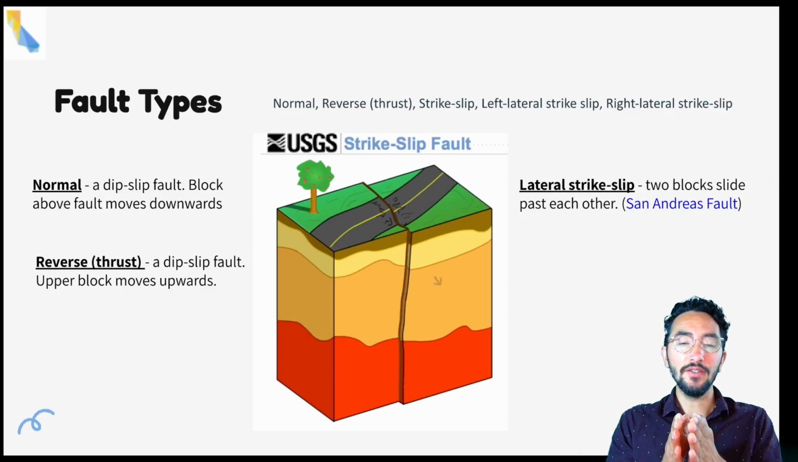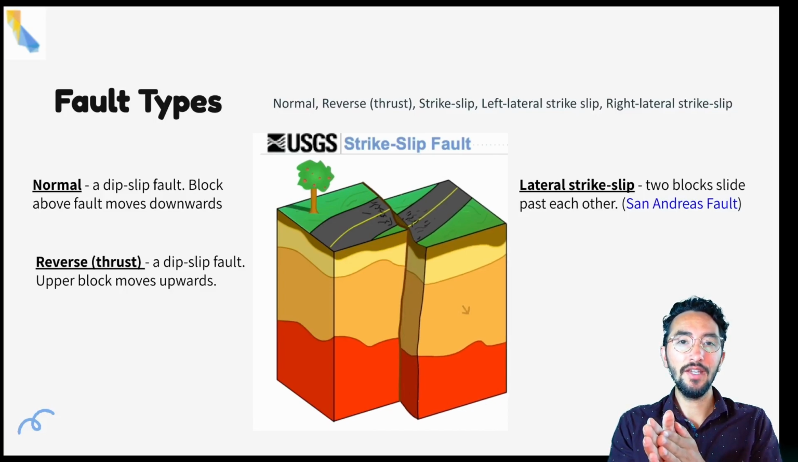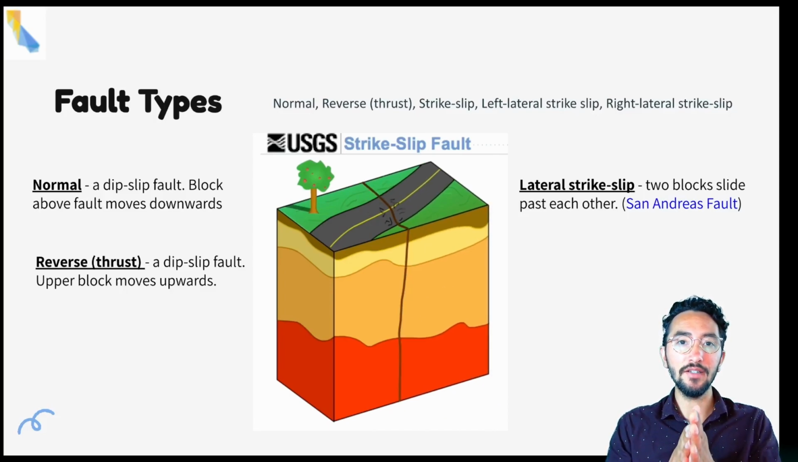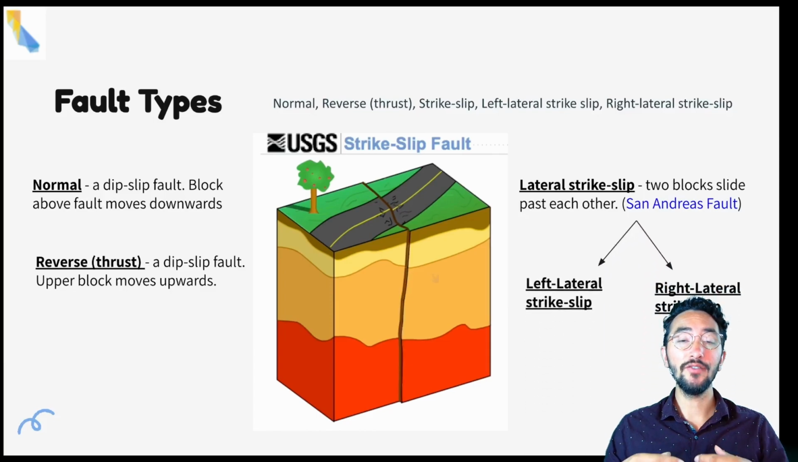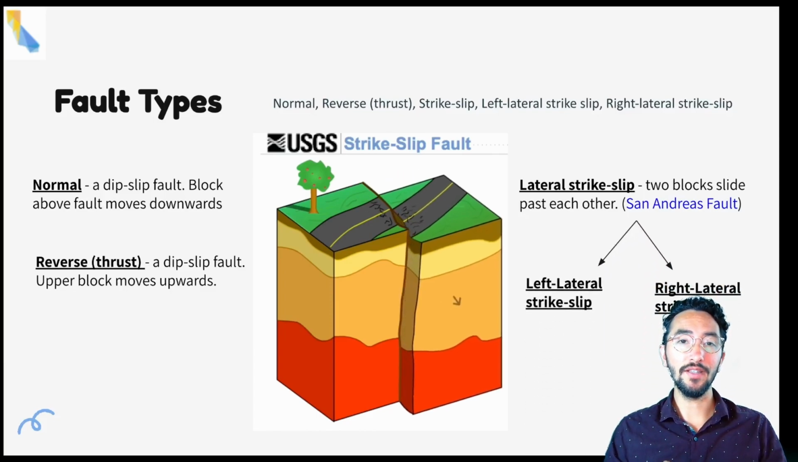This is where the two blocks slide past each other along the length of the fault. Now, depending on how they slide from the perspective of a viewer facing the fault, it could be a left lateral strike slip or a right lateral strike slip.